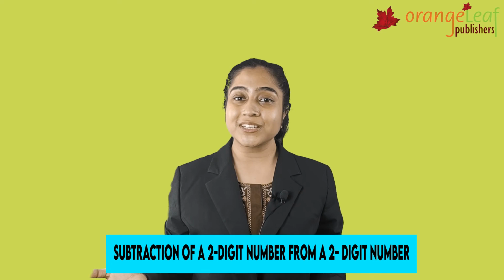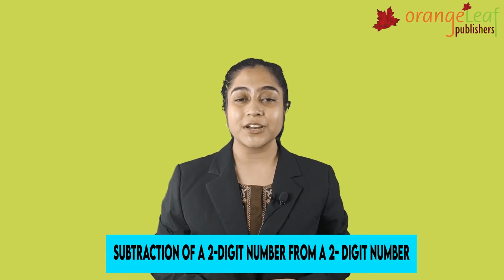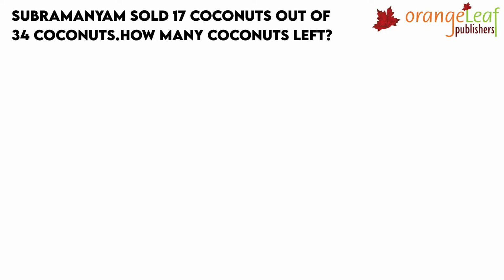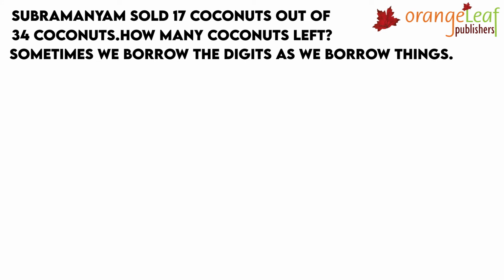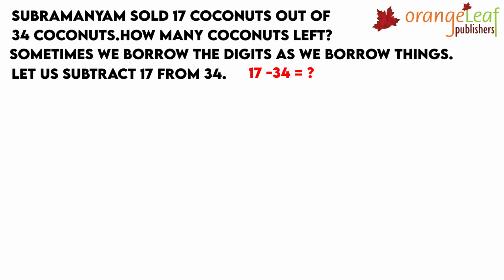Subtraction of a two-digit number from a two-digit number. Subramaniam sold 17 coconuts out of 34 coconuts. How many coconuts is he left with? Sometimes we borrow digits as we borrow things. Let us subtract 17 from 34.